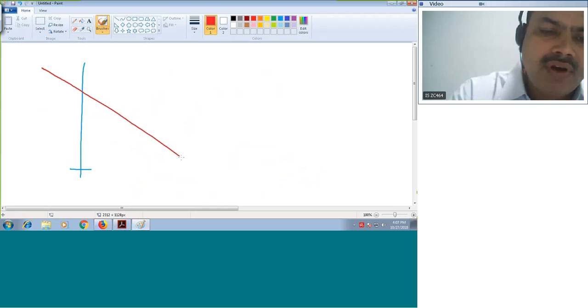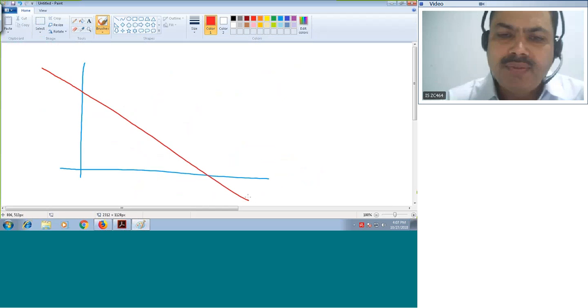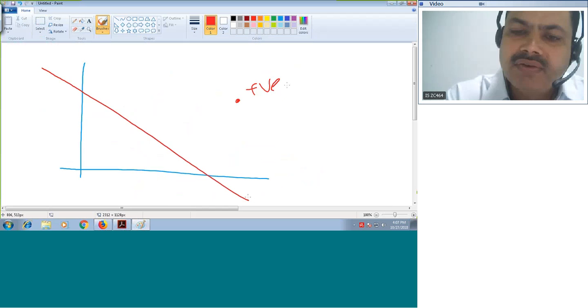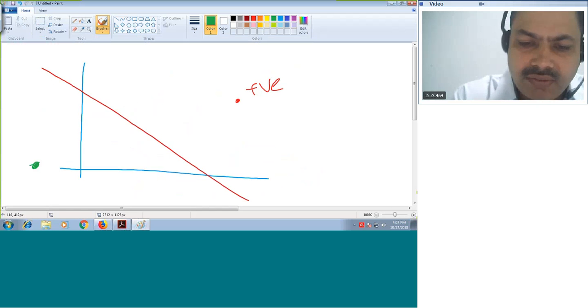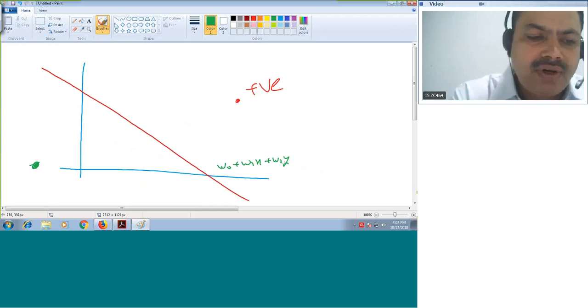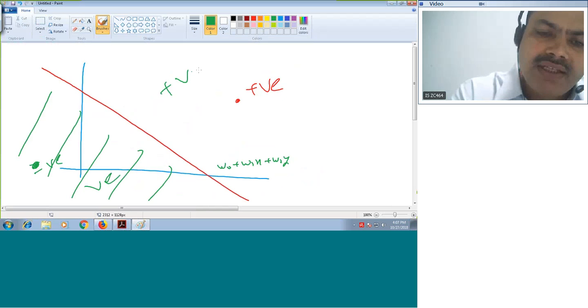It means that if you have a line, and in the equation of the line, if you put any point in this region, you would get a positive value. In the equation W0 plus W1x plus W2y, if you put any point here, you would get negative. So this is the negative region, and this is the positive region.